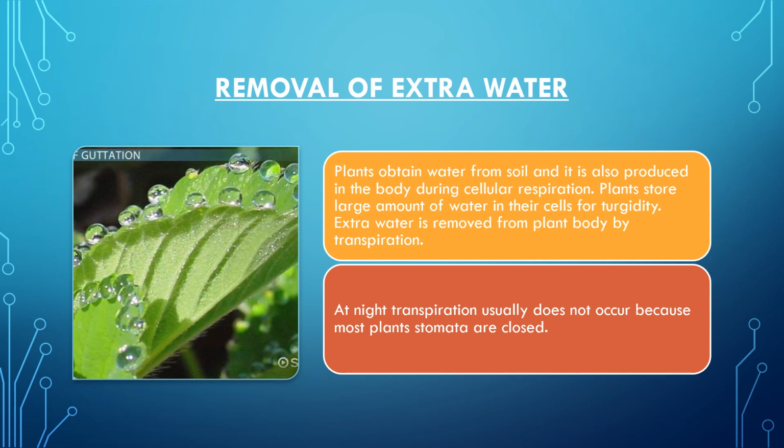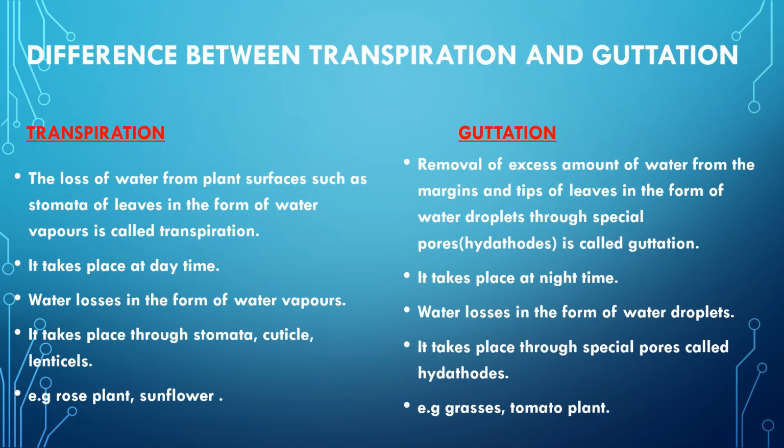You can see the diagram here, the leaf which has small droplets on its margins or edges. This process is also the removal of extra water, and this process is called guttation. So now we are going to discuss the differences between transpiration and guttation.